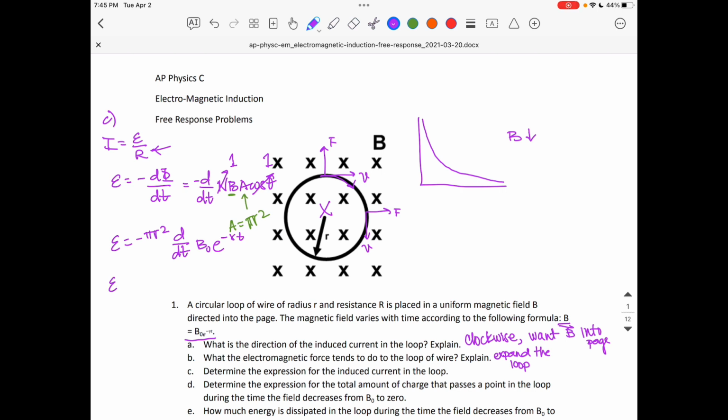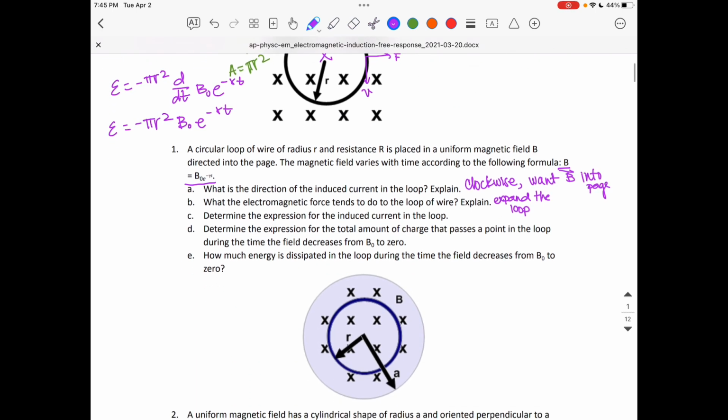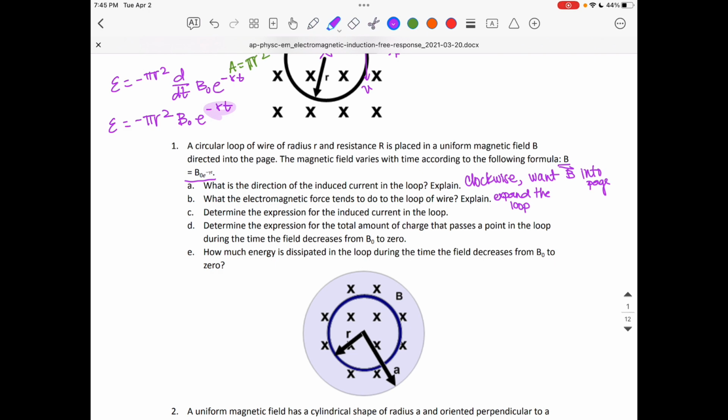And then when we take the derivative of an e expression, we first take the expression itself exactly as is, and then we take the derivative of the function up here. And so the derivative of negative gamma t is negative gamma, and that makes these two negatives turn into a positive, and our EMF is going to be pi r squared B naught gamma e to the negative gamma t.